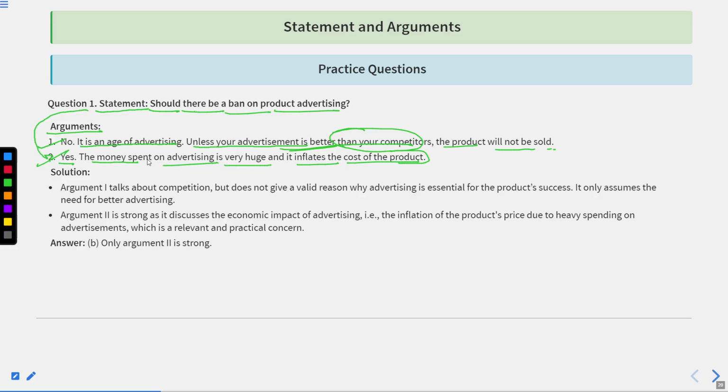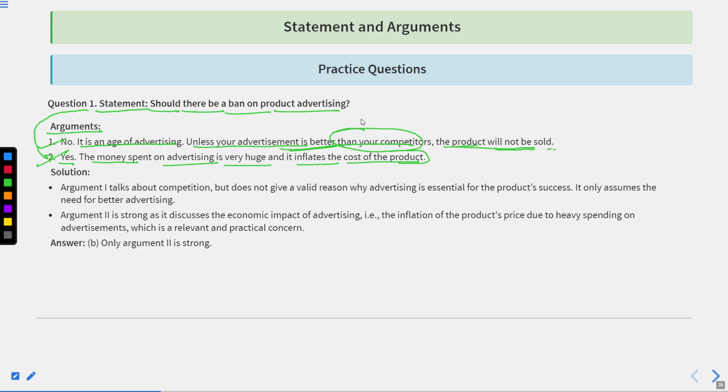yes, the first argument automatically became wrong. Why did it become wrong? I suppose my dear students have understood, because there is a comparison. Unless your advertisement is better than your competitors, the product will not be sold. It is not the correct argument, because even if there are no advertisements, then also the products might get sold.